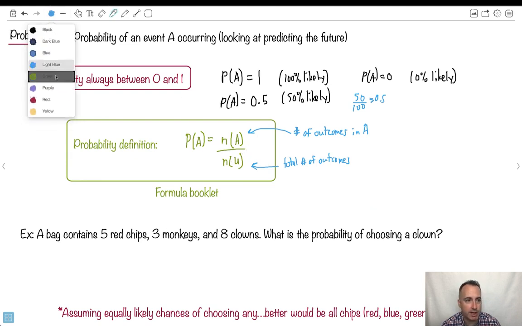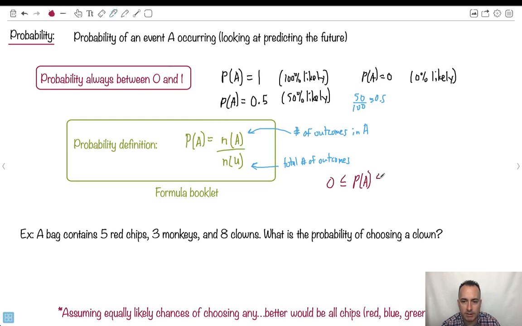Maybe another one I could add, maybe I'll write it in red because it's really important. We could say, for example, that because the probabilities are always between 0 and 1, I'll write it really nicely so we can see. That's how we basically say the probability is always between 0 and 1.